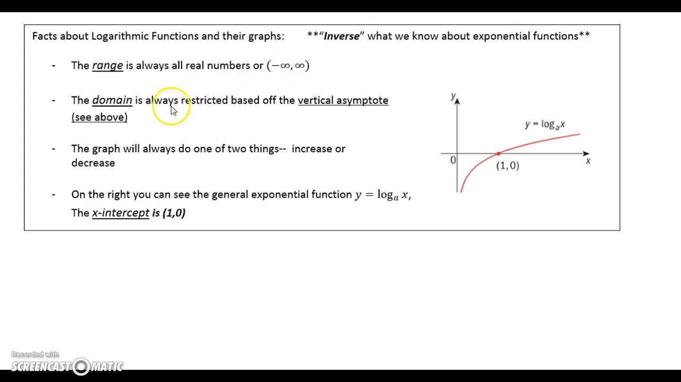The domain will now be restricted from a vertical asymptote instead of the horizontal one, and the graph will always increase or decrease again. Now instead of the y-intercept, we'll know the x-intercept is at (1, 0) instead of (0, 1). Okay, we're going to try some questions.